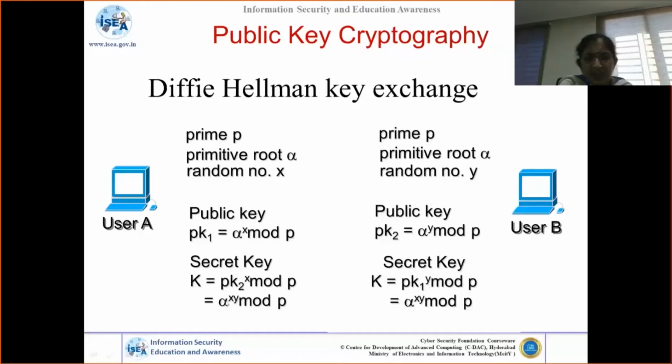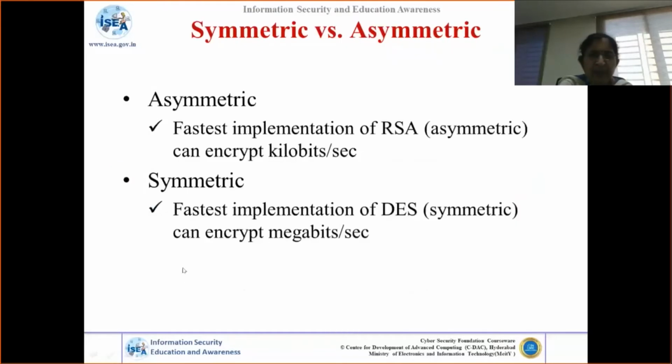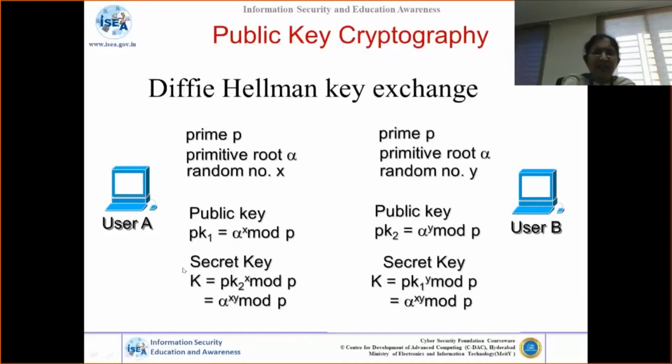So now this particular alpha XY mod P, which we term as K finally, will be used as a shared secret key which can be used for further encryption. Now the question is, if I try to intercept and capture PK1 and PK2 in between, I know P, I know alpha, PK1, PK2, because we are transmitting over the insecure channel. Is it not possible to get alpha XY mod P?